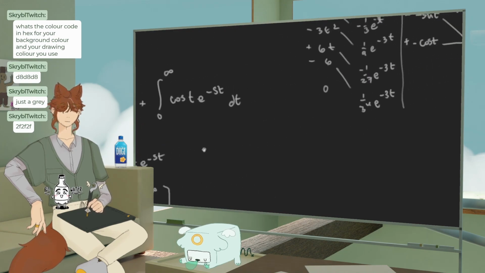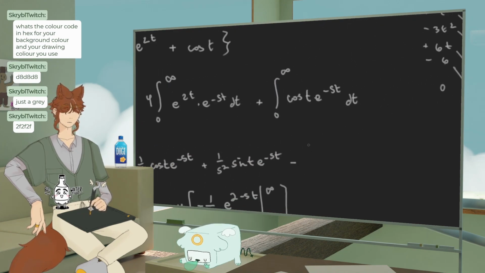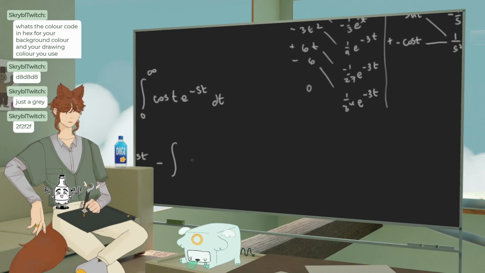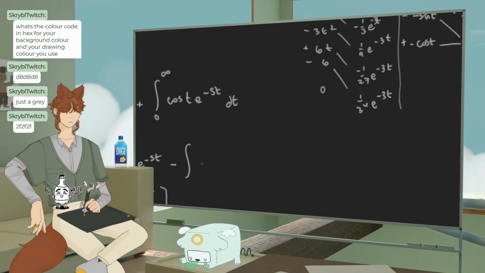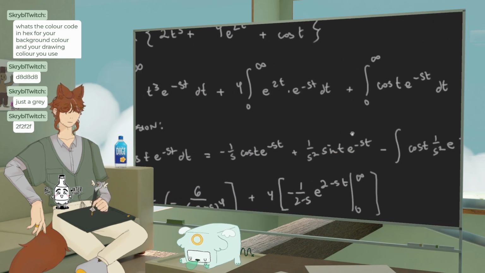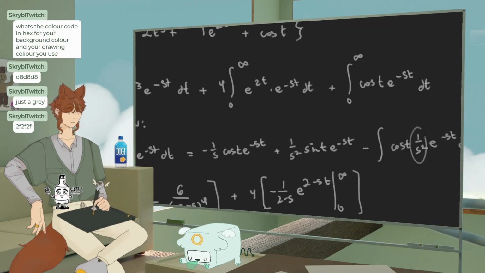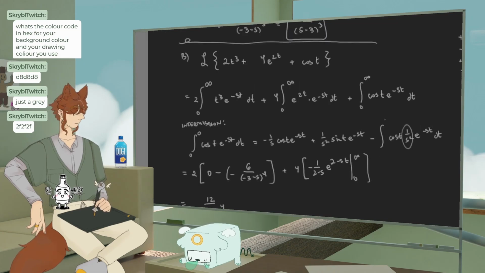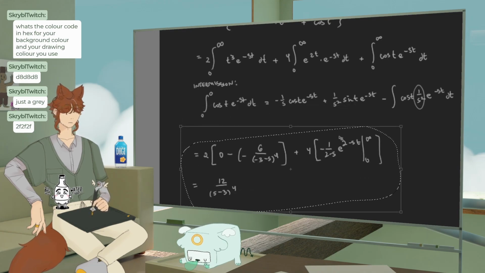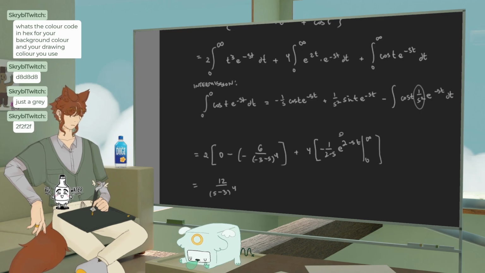And then we want to say minus the integral of uv minus v du, so minus the integral of cosine t, 1 over s squared e to the negative st dt. And if we pull out the 1 over s squared, this equals that. We can solve this equation for what cosine equals, and it's going to be that divided by 2. Well, not exactly. It's going to be divided by 1 over s squared or something.